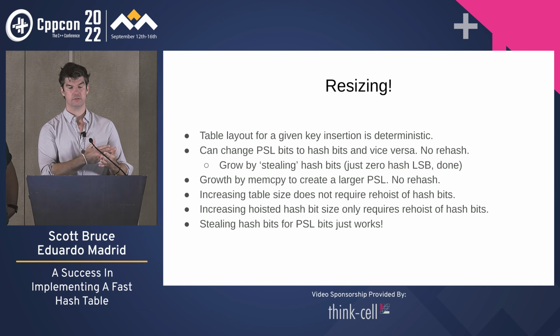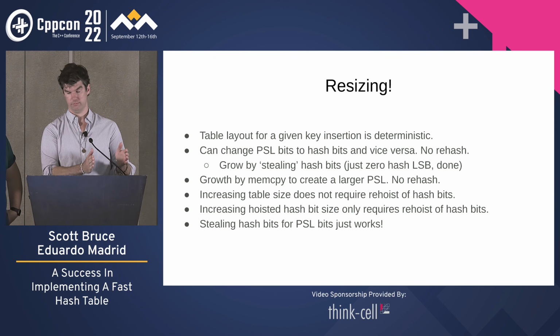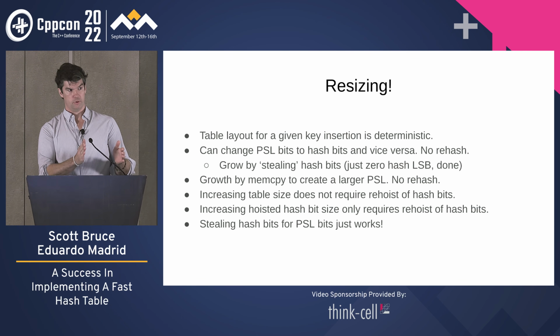For a given key insertion, the table layout is deterministic. If you don't change the size of the table and you just run out of probe sequence length bits, you can just steal one of the hash table bits. You blit out all the least significant bits of the hoisted hash function, and then tell the table that its probe sequence length is just 1 more bit than it used to be, and it works. Suddenly your probe sequence length is longer.